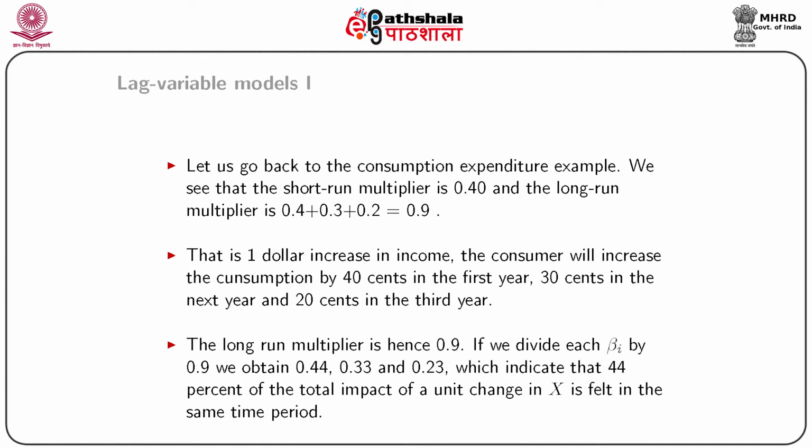Now, if we divide each beta i by 0.9, we obtain 0.44, which is beta 0 divided by the sum of the betas, 0.33, which is beta 1 divided by the sum of the betas, and 0.23, which is beta 2 divided by the sum of the betas. These indicate that 44% of the total impact of a unit change in x is felt in the same time period.